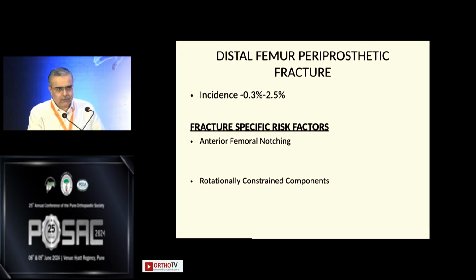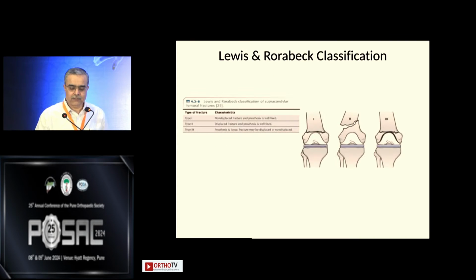The incidence is around 0.3 to 2.5% if you go through the literature, and for the distal femur periprosthetic fracture, high risk is there whenever you have notched the femur. So you should be really careful if you have done that, and you should be careful in the post-op rehab protocol in such patients. Rotationally constrained implants, again, carry a high chance of distal femur periprosthetic fractures.